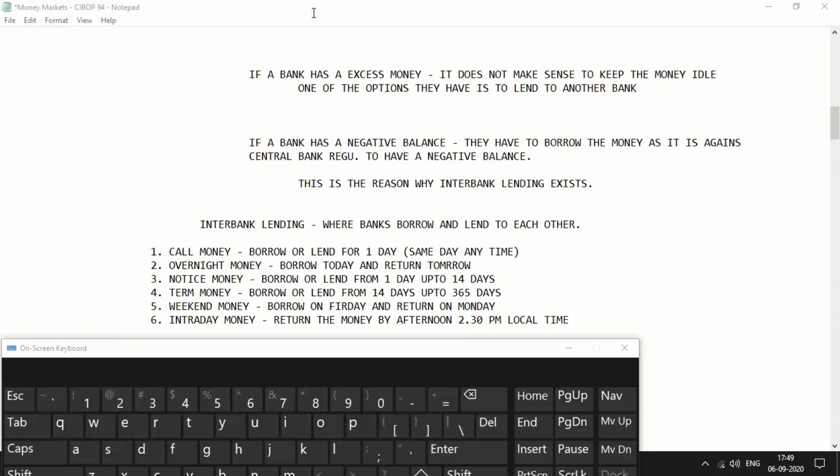Okay, now can anybody tell me why? So I already told you it's more from a regulatory perspective that they have to maintain CRR and SLR, but can anybody tell me why it has become mandatory? Why are banks having to maintain CRR and SLR? Why should the bank maintain that?